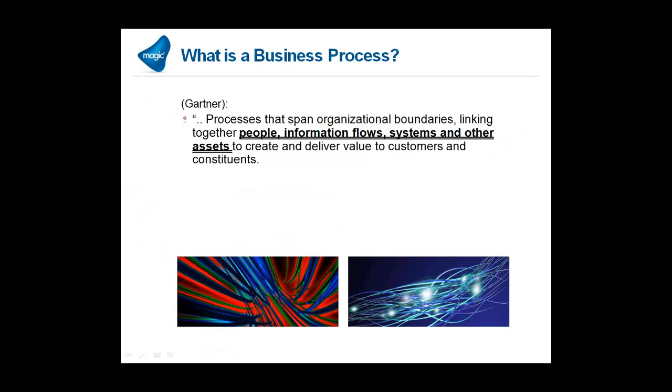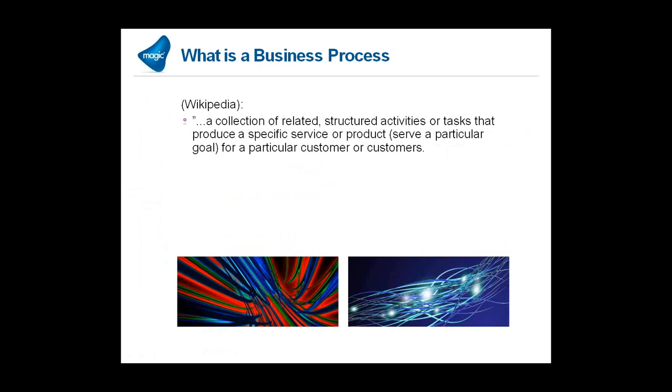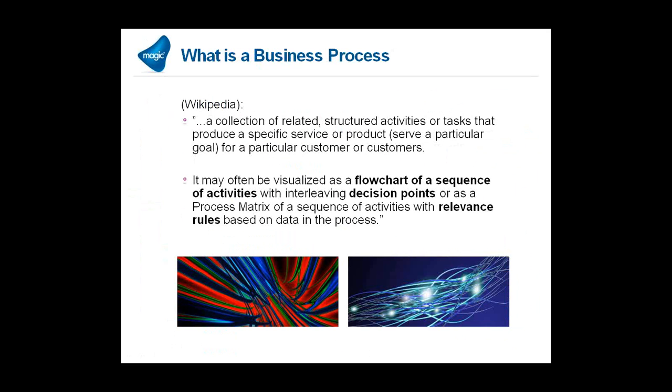What I do like about this particular description, though, is this part with the people, the information flows, systems, and other assets, because it's taking away from the actual technology side, and it's showing that business processes are far more than technology itself. Let's have a look at what Wikipedia has to say. According to Wikipedia, a business process is a collection of related structured activities or tasks that produce a specific service or product for a particular customer or customers. That's sounding a lot better, but I like the second part, where it says it may often be visualized as a flowchart of a sequence of activities with interleaving decision points, or as a process matrix of a sequence of activities with relevance rules based on data. So to me, that's a far better description.